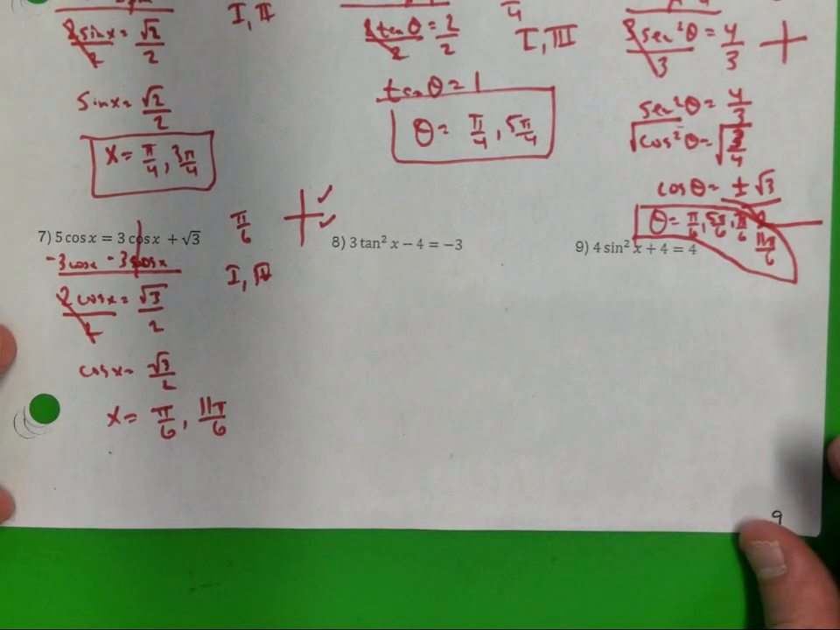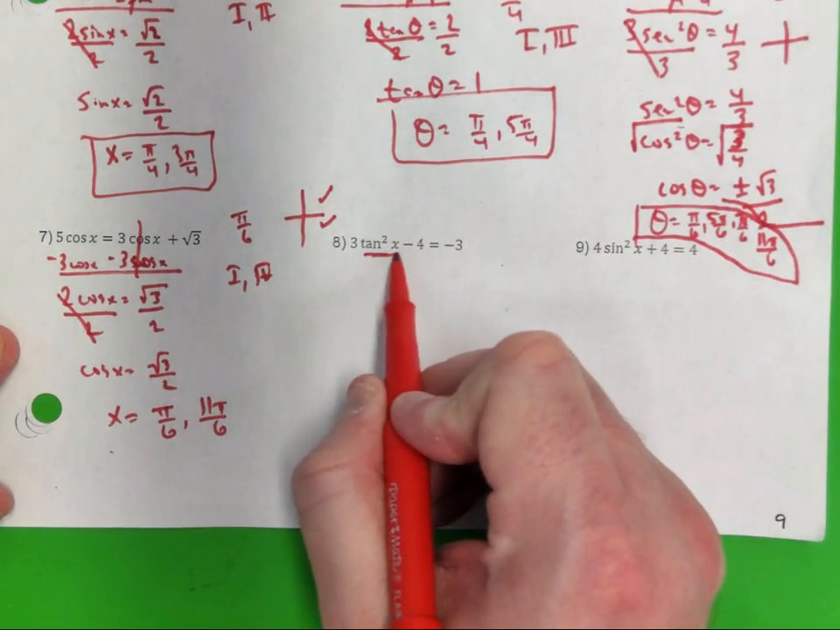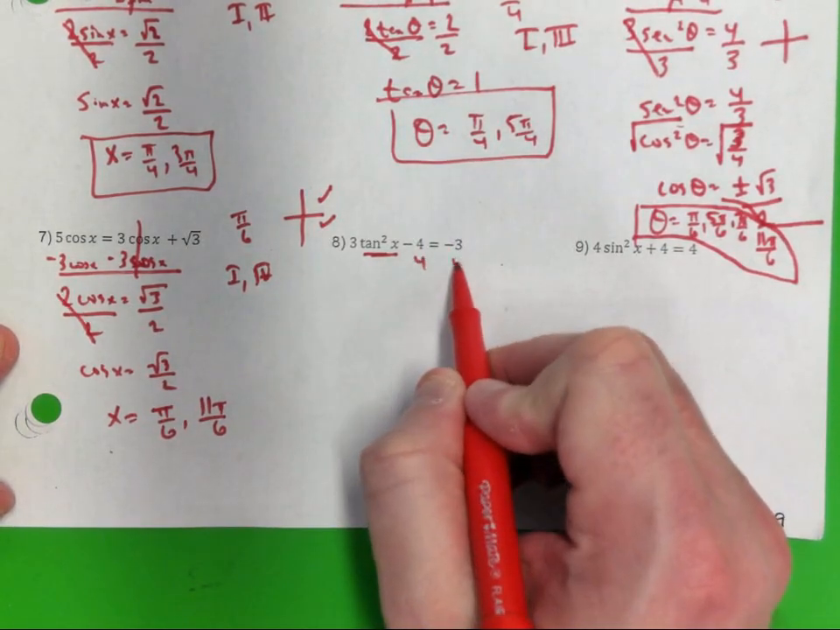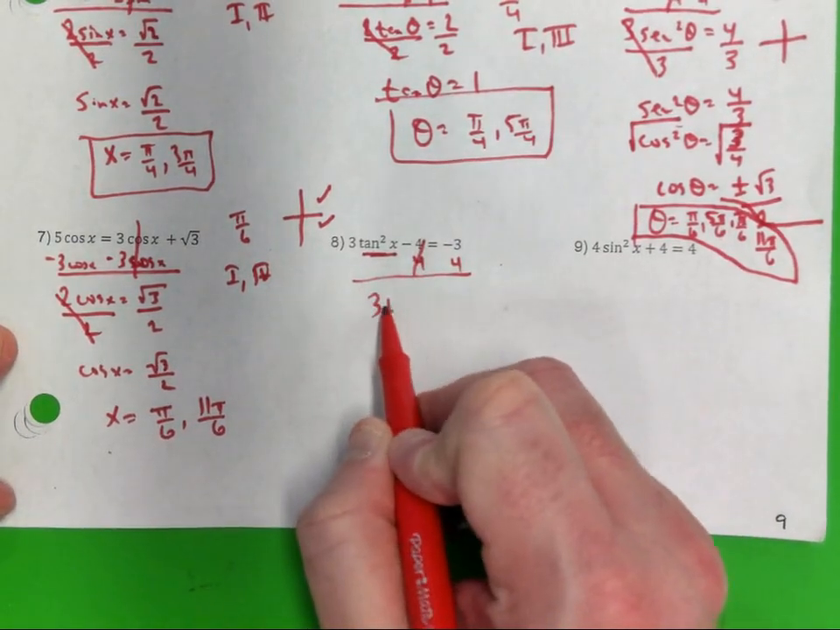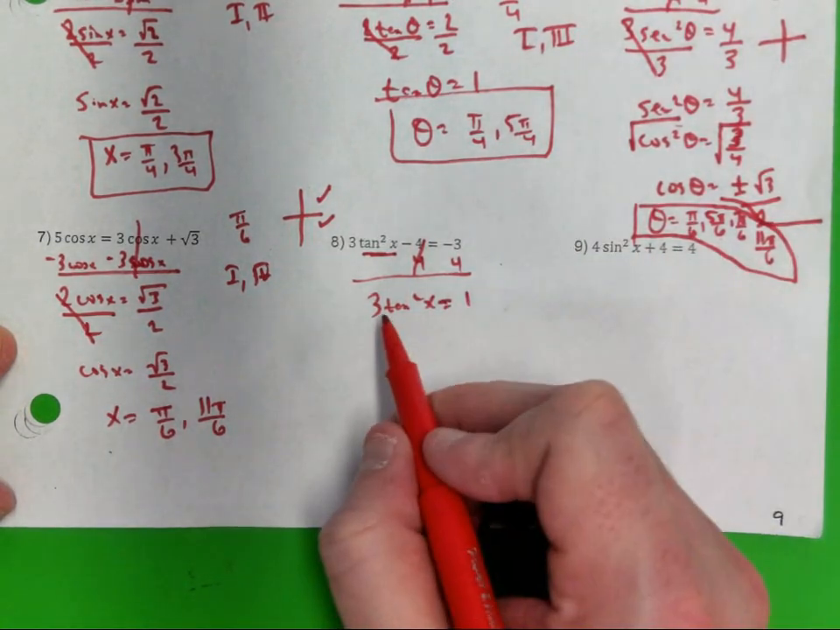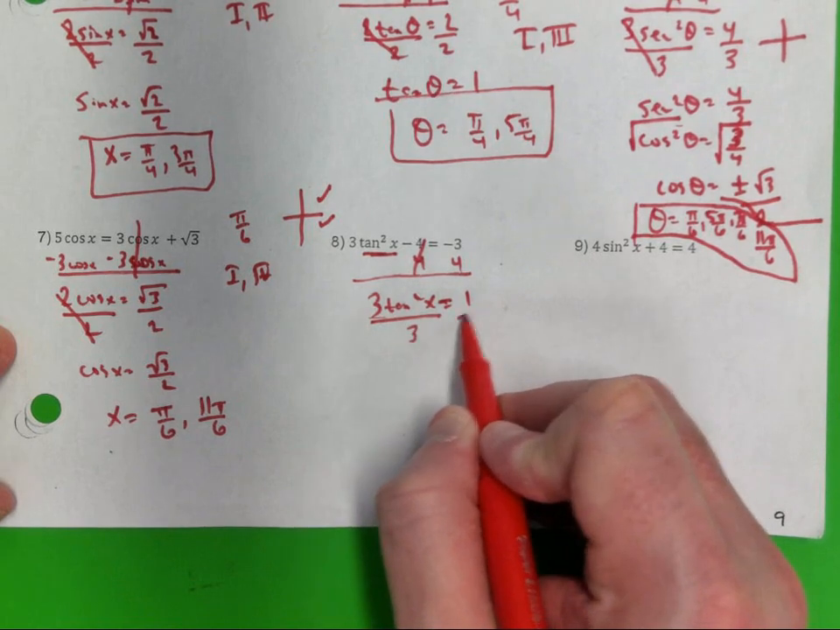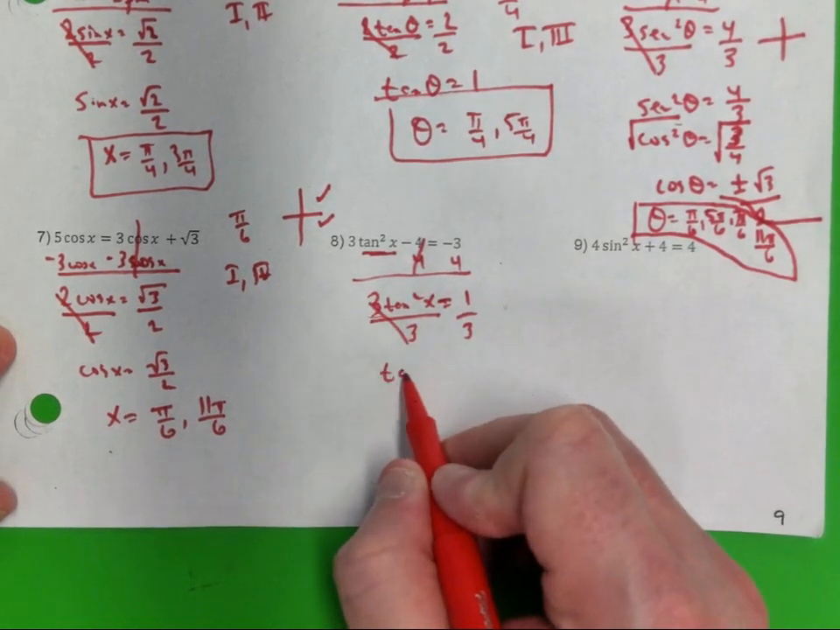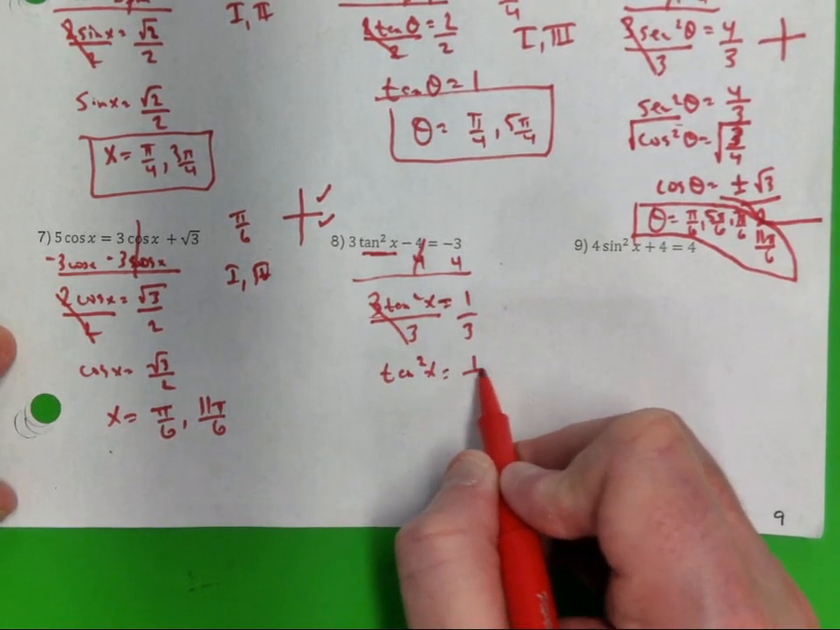Alright, number 8. I want to isolate this. I'm going to move the 4 over. 3 tangent squared x equals 1. Now I'm going to divide both sides by 3. Miss Trish, I don't remember anything looking like this. It will in just a minute.